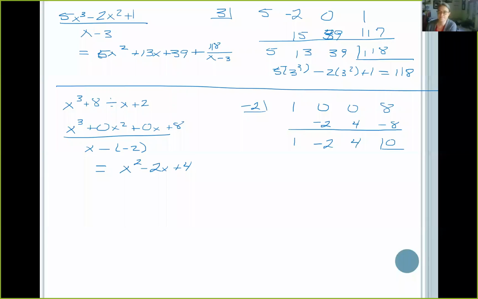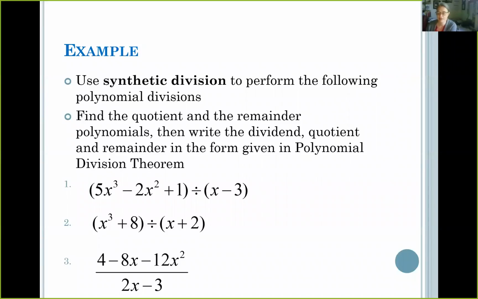Let's do the last one. I'm actually going to clear my slide for this one. What have we got? We'll write it down just like this: 4 minus 8x minus 12x squared divided by 2 times x minus 3. There's a lot of stuff going on here that we have to address. The first thing we want to do is write our polynomial on top in standard order. So we're going to rewrite this as negative 12x squared minus 8x minus 4.